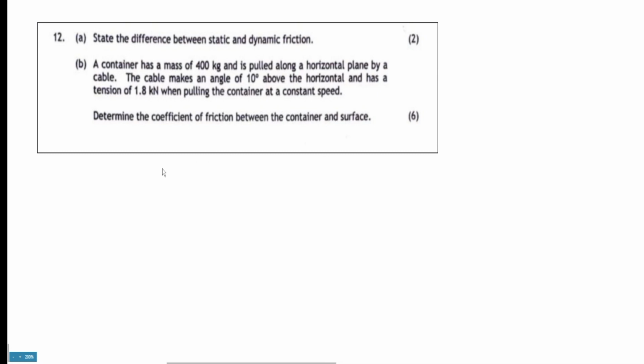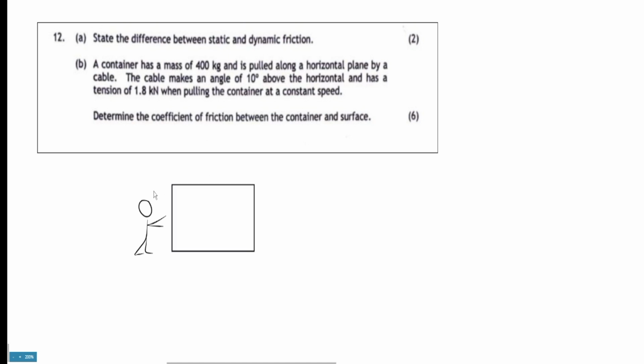Okay, question 12, last one. State the difference in static and dynamic friction. Well, static friction is when you're pushing an object that's not moving. Dynamic friction is when you're pushing an object that is moving. Static friction tends to be greater than dynamic friction. You can think of this as when you're pushing an object, it takes a while to get it moving, but once it's moving, it's a bit easier to move. Getting the thing moving is a little bit more, because it tends to stick to the ground a little bit.